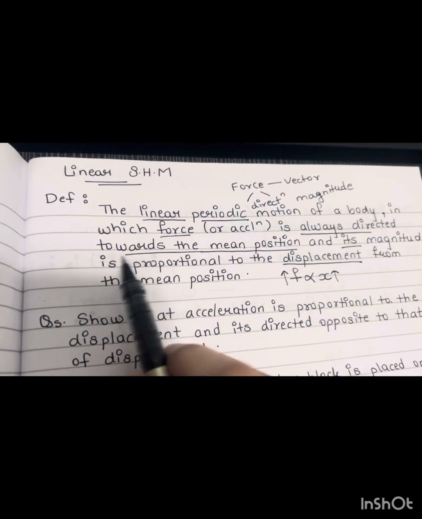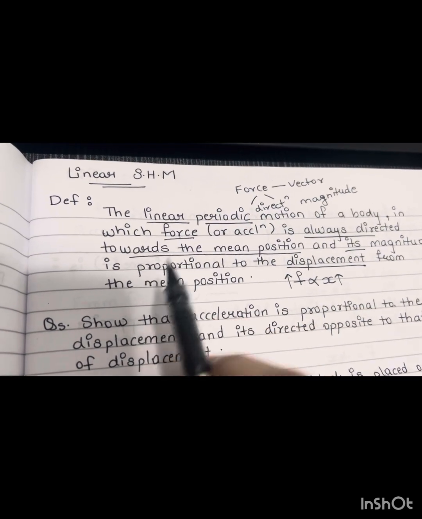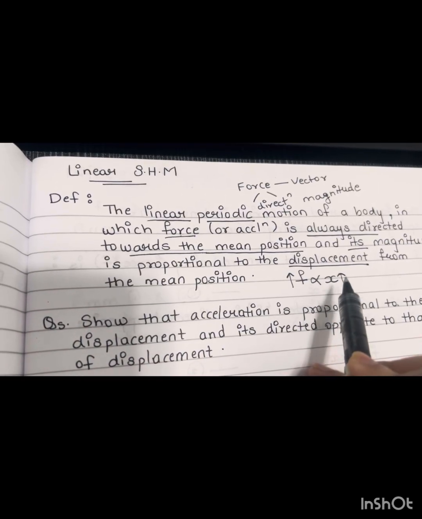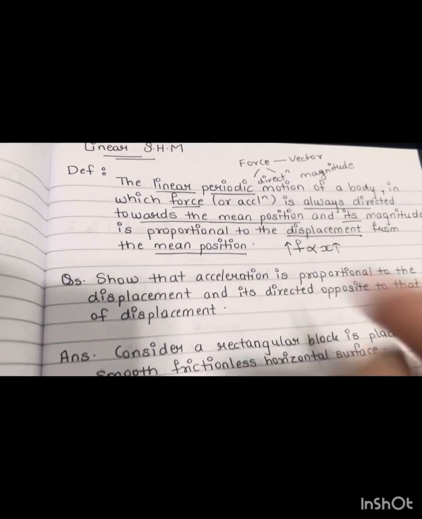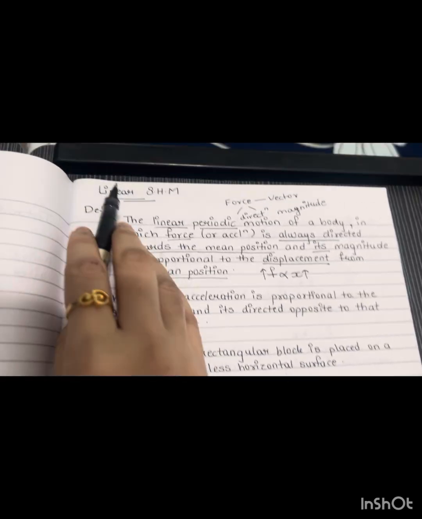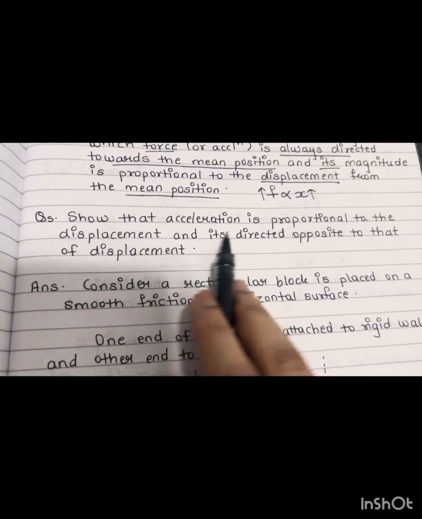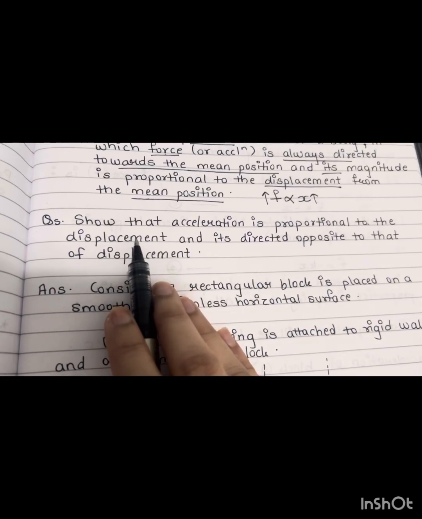Force is always directed towards the mean position, and the magnitude of force is directly proportional to the displacement, and the displacement is measured from the mean position. Okay, now let's come to the question which comes under this topic: show that acceleration is proportional to displacement.